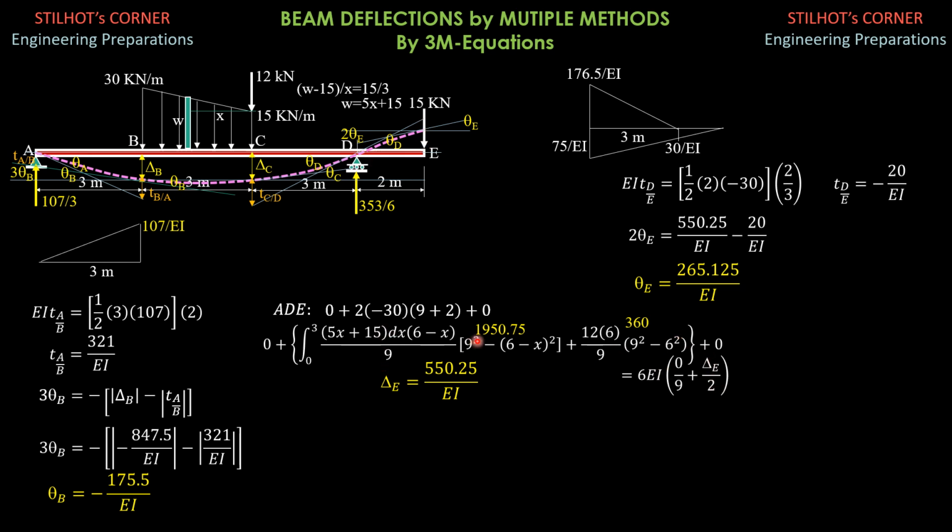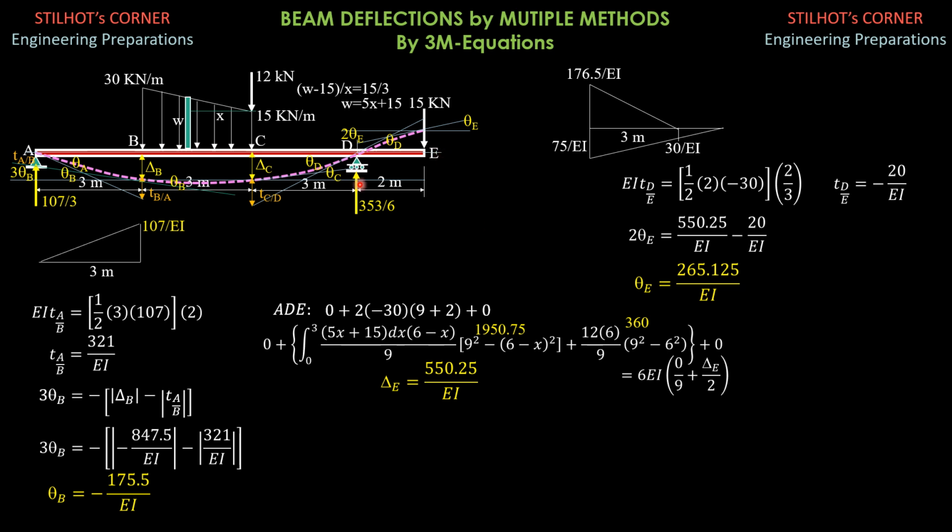So the value of the integral, 1950.75. This expression is 360. Then this one is 6 EI delta E. So computing 1950.75 plus 360, then divided by 3, we obtain delta E equals 550.25 over EI. So that's also the sign, because point E is above the horizontal axis, the x-axis, or the beam's axis.